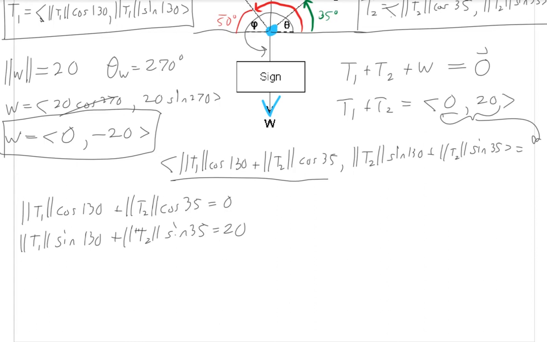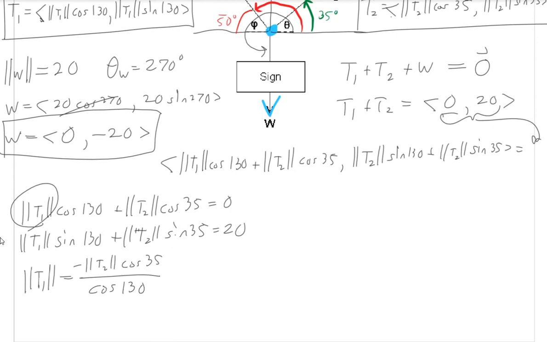Since we have a system of equations, sine of 130, cosine of 130, cosine of 35, sine of 35, those are all just constants. We have a system of equations of two variables. You can even consider this x and y. Then all we need to do is solve for one variable and plug into the other, particularly with the first equation equaling 0. We can solve for either one. I'll solve for T1, and you should get magnitude of T1 is equal to, subtract this to the other side to get negative magnitude of T2 cosine of 35, divide cosine of 130 to the other side, and you get an equation for T1.